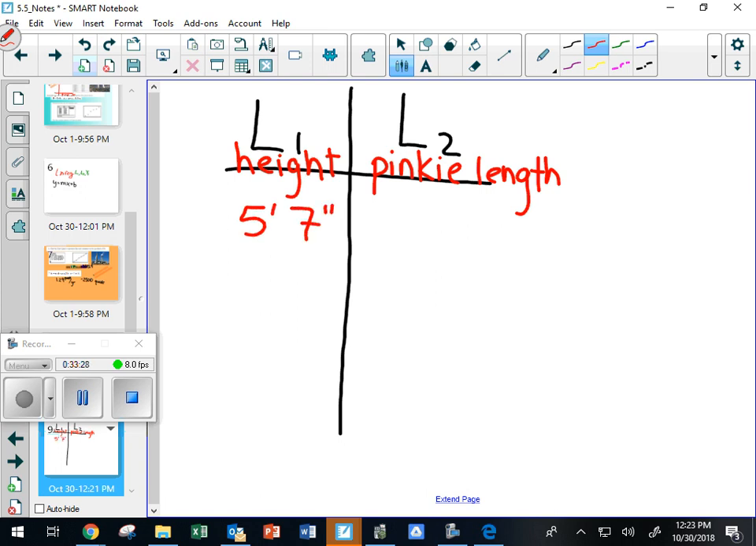Okay. I'm going to pause for just a second. So, we have 5 feet, 7 inches. How many inches are in a foot? 12. So 5 times 12, 60. So this will be 67 inches, right? I want all this in inches, so I'm just going to write inches to remind myself up here. All right, what was your pinky length? 2.6. 2.6 inches. All right, next person, yes.